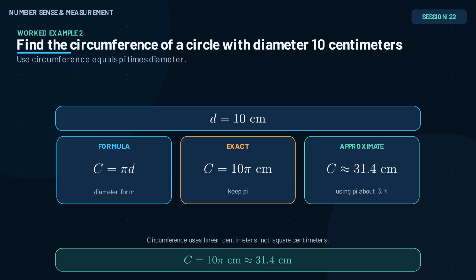A circle has diameter 10 centimeters. Circumference equals pi times diameter, so the exact circumference is 10 pi centimeters. Using pi approximately 3.14 gives about 31.4 centimeters. Circumference is boundary length, so the unit remains linear centimeters.